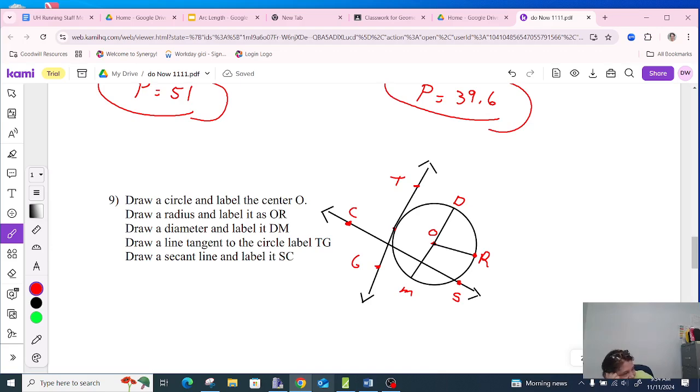Yes. You could have had it on the other side. What I'm looking for is it just touches the circle. So yours would look different than mine. Okay? The only thing is when you label them, make sure you're putting points on your line, because what I was seeing was people just putting like OR next to each other instead of putting points. Does that make sense? Okay.